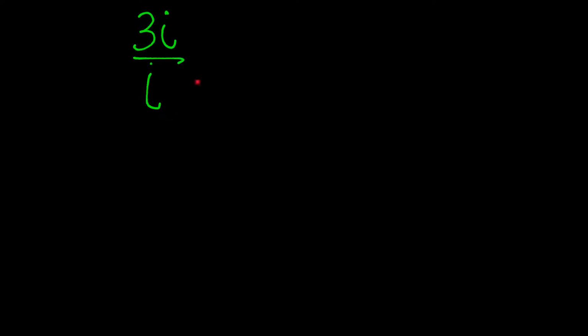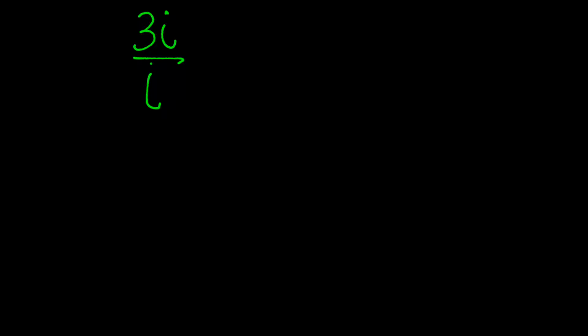Sometimes you'll see problems that look like this. We have 3i over i. And you might be asking yourself, did I click on the wrong video? Because he's showing me fractions, but we're supposed to be talking about dividing complex numbers. Well, a fraction is division. This is saying 3i divided by i. And the way we handle this is not by just saying, oh, I'm going to cancel out my i's, and I just have an answer of 3. That's a nice easy way, but unfortunately it is not correct.